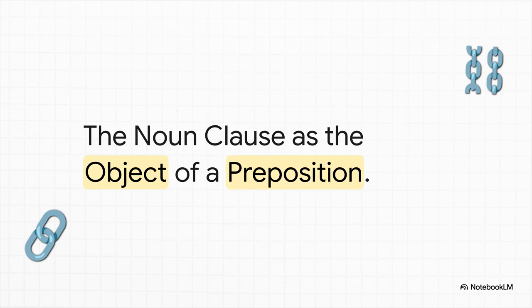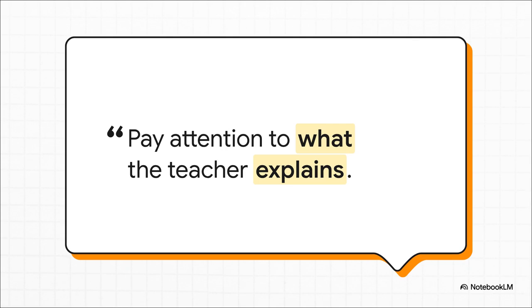Noun clauses can also pop up right after prepositions, words like about, to, for, or of, and they act as the object of that preposition. Right here, the preposition is "to." Pay attention to what? The answer is that entire clause, "what the teacher explains." So the clause is doing the job of being the object for "to."